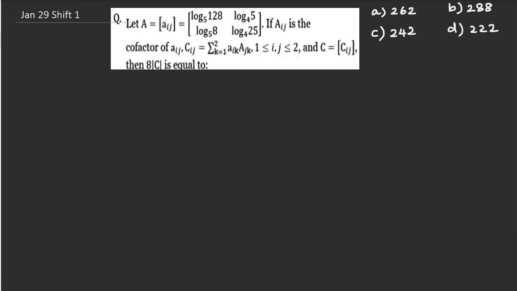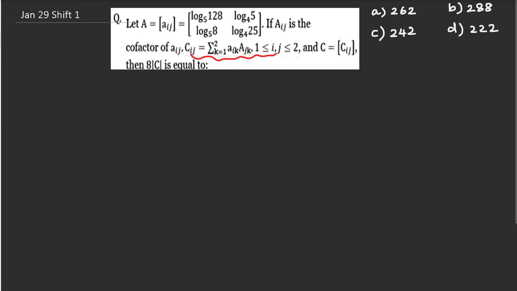So in this question, A is a 2 by 2 matrix, and look at this Cij, the cofactor matrix here. So the Cij is the summation of aik into ajk, with i greater than or equal to 1, j less than or equal to 2, and we are asked to find a into modulus of c.